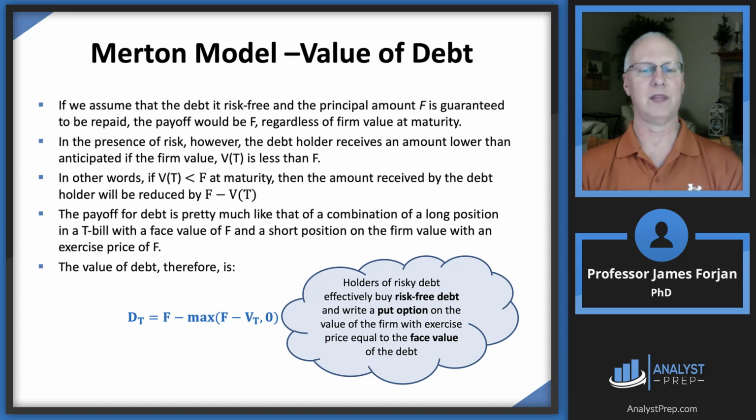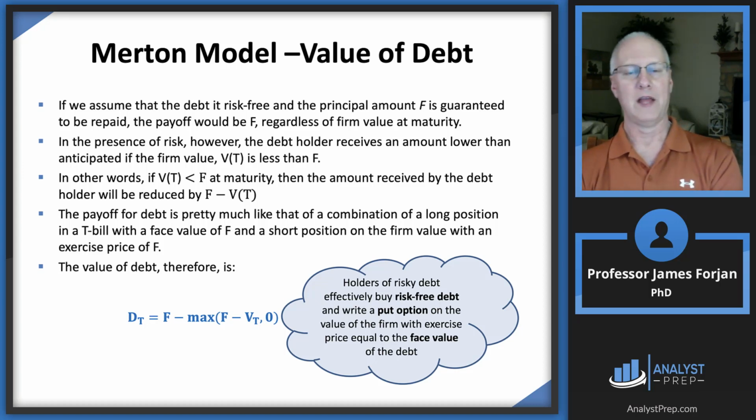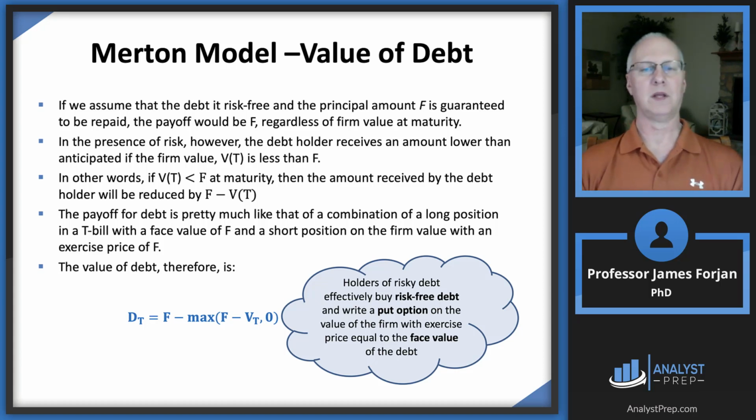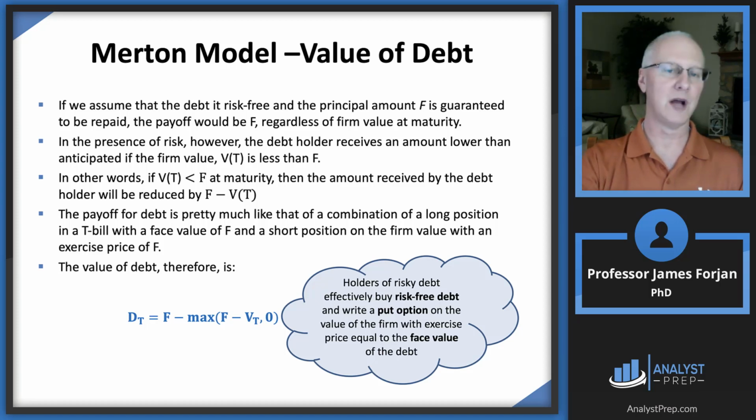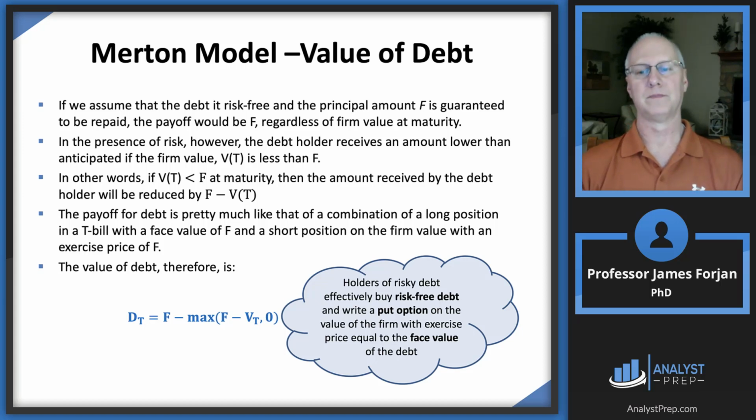And so if you look at the value of the debt there in that equation at the bottom, the value of the debt is going to be equal to the difference between F, which is the guaranteed risk-free payoff, and then subtract out the maximum of the payoff minus the value of the firm. And so if the value of the firm is only, let's say, $80 or $90, well, then the owners of that put option are going to exercise their right to sell at $100, and so the bondholders lose out because they've written that put option.